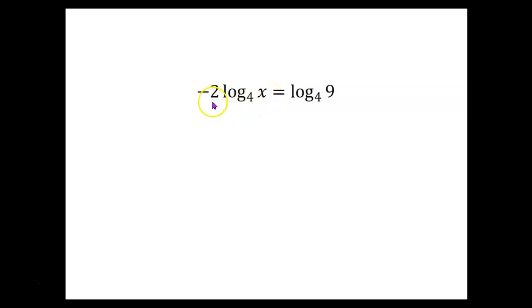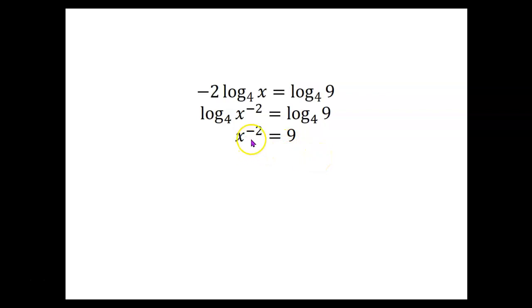But we can use that property that says that something times the log of something equals the log of the something to that thing as a power. So we can rewrite negative 2 times log base 4 of x as log base 4 of x to the negative 2 power. Now for log base 4 of x to the negative 2 to equal log base 4 of 9, x to the negative 2 has to equal 9.